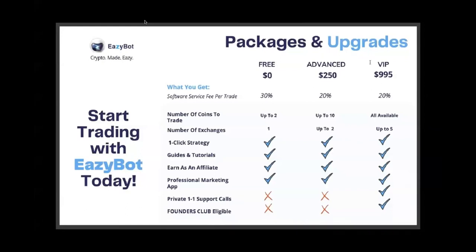Now, our VIP package is really designed for those who want to trade larger accounts and want the maximum level of diversification. So they can trade all available coins in EazyBot. I believe that's up to 25 today. They get access to up to 5 exchanges. And the really key differentiator here is they get access to our private support calls, and they become eligible to qualify for Founders Club. We'll talk about Founders Club here in just a bit. But our VIP members they get the benefit of the one-on-one support.